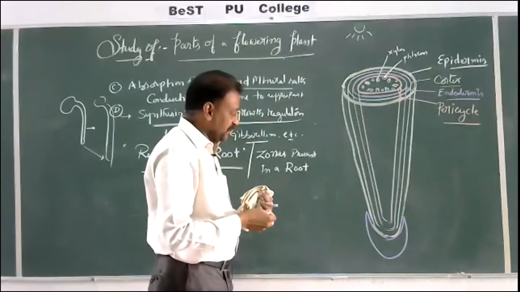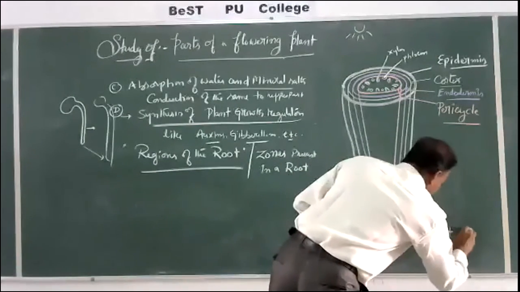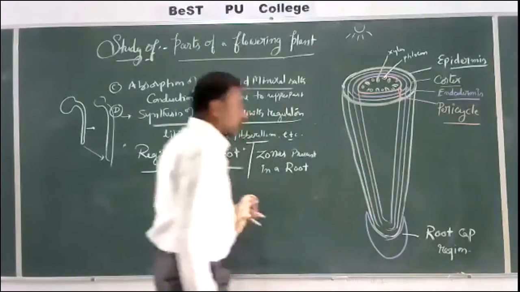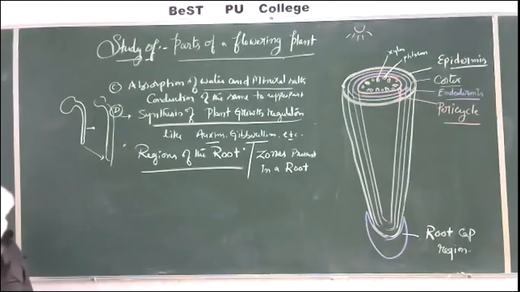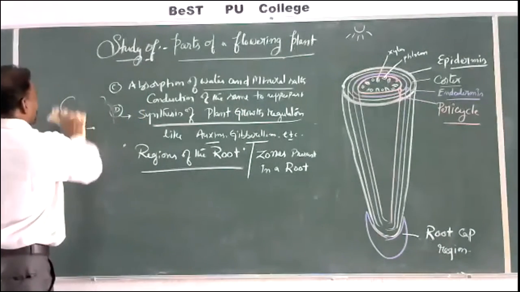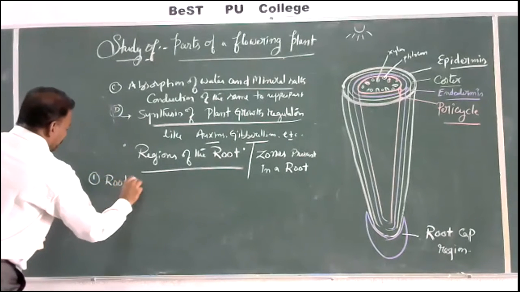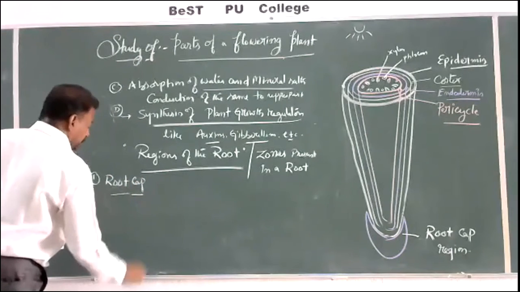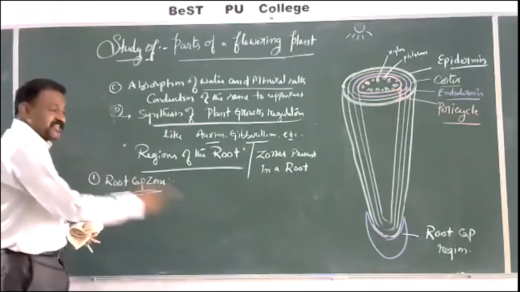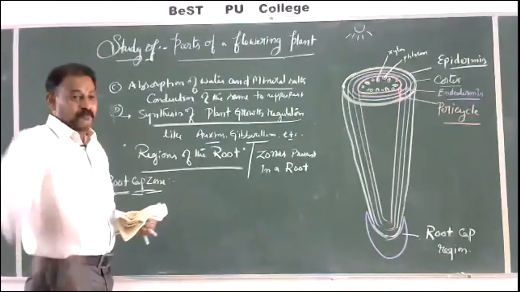First region is called root cap region, or root cap zone. It is the distal part or last part of the root. Distal end, proximal end.